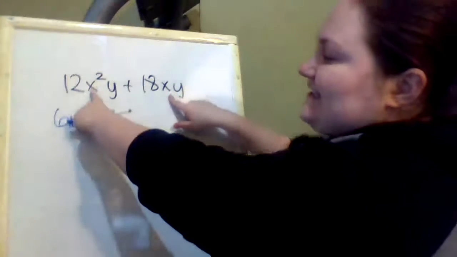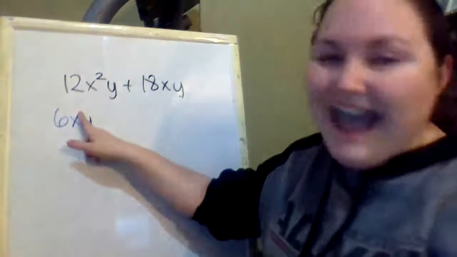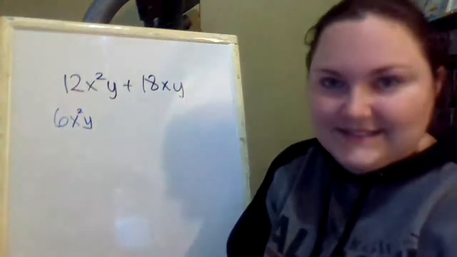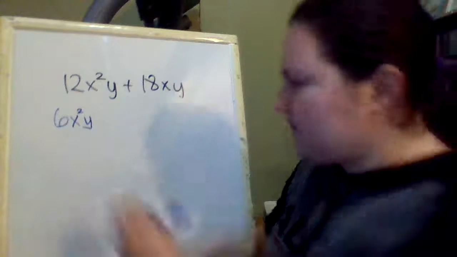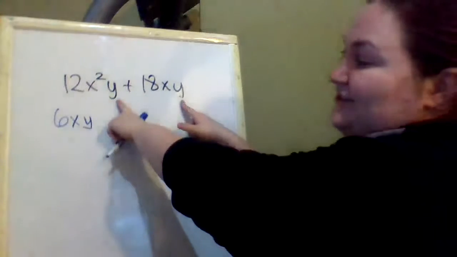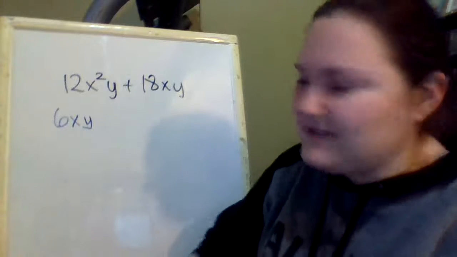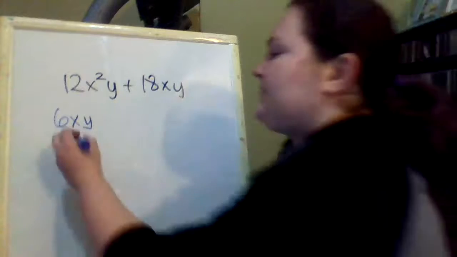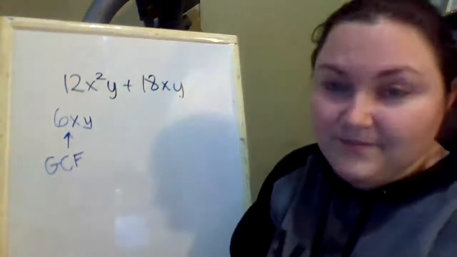Looking at the x's, this one has 2, this one has 1, so I can say they both have at least 1 x. I can't say they both have 2 x's in common because this one has 2 but this one doesn't, so it's not something they both have. So we're just going to say they both have 1 x in common. Neither of these have exponents, so they also only have 1 in common. After this, I'll give another example where the exponent's a little larger. So this right here, we've started off by finding our greatest common factor.